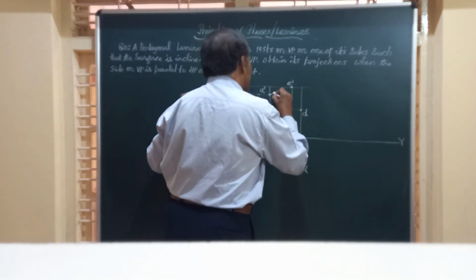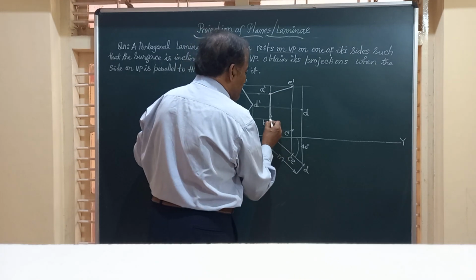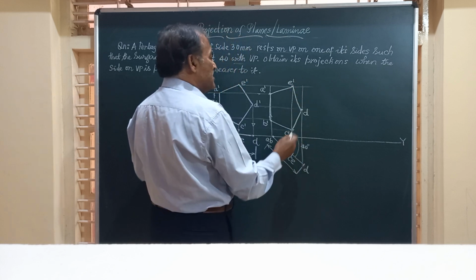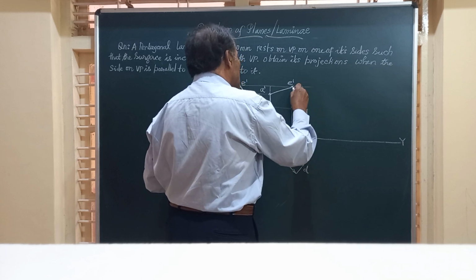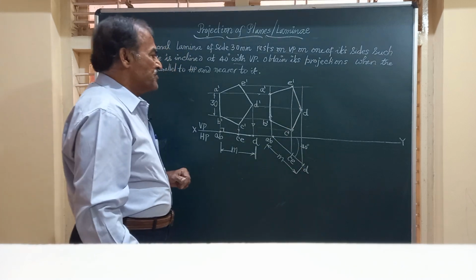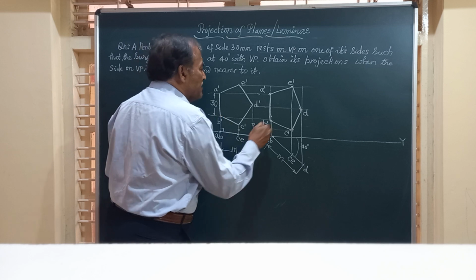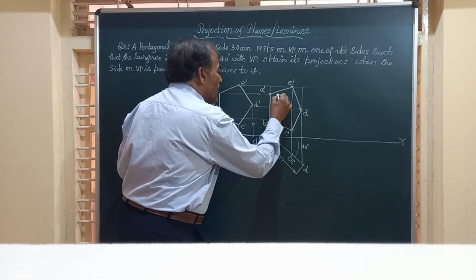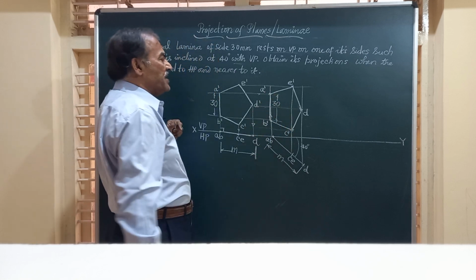Join all these by straight lines. I join A to E, A to B, then B to C, C to D and D to E. Friends, this is how the lamina looks when the surface is making an angle with the vertical plane. Friends, remember the length of this AB is 30 and this also remains 30 because this side of the lamina is on VP, the vertical plane.